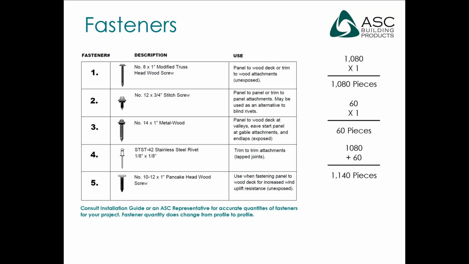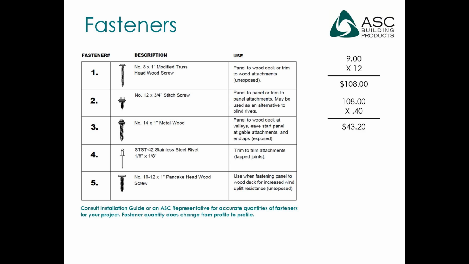The total is 1,140. We know that ASC provides fasteners by bags of 100, so we need 12 bags of screws. If a bag costs $9, then we know that the total is $108. Using the 40% margin rule, I know that 108 times 0.40 is $43.20. Therefore, the total sale to the homeowner is $151.20.